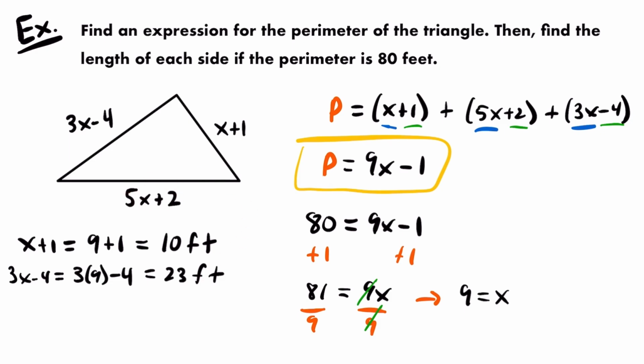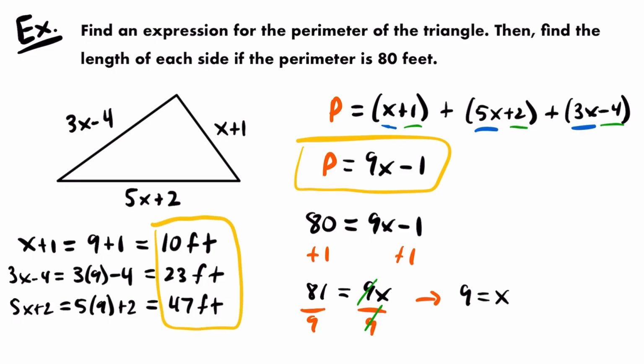And then finally for this side, we have 5x plus 2. And so 5x plus 2 would be equal to 5 times 9 plus 2. 5 times 9 is 45, plus 2 is 47. So this is equal to 47 feet. And that right there is the final answer to this problem. Those are the lengths of each side of this triangle if the perimeter is 80 feet.